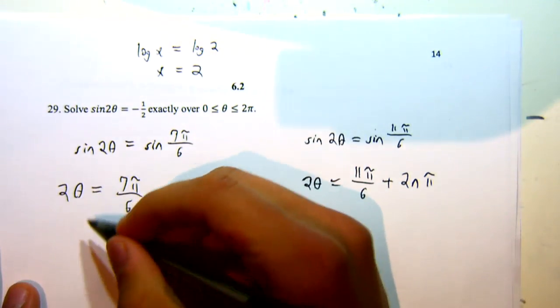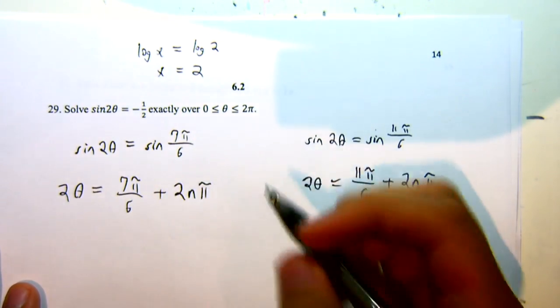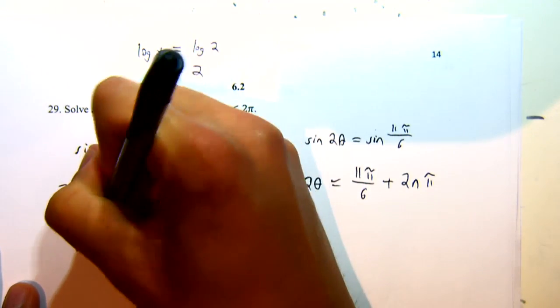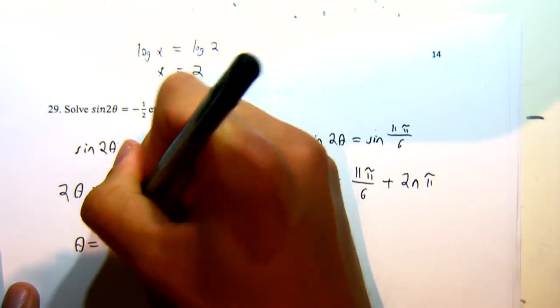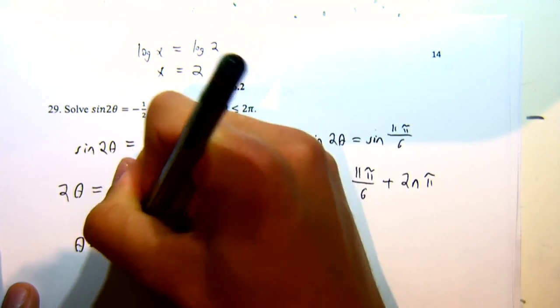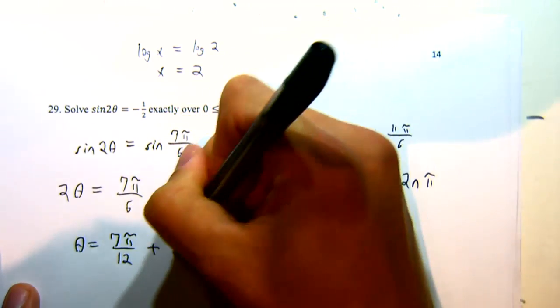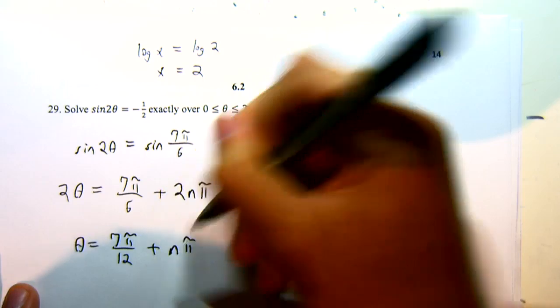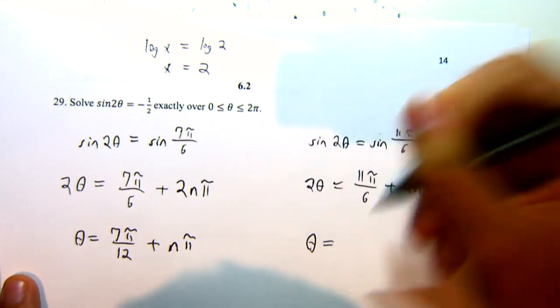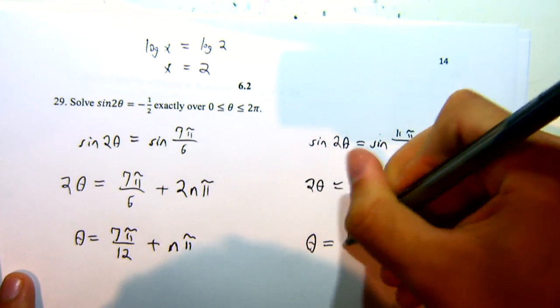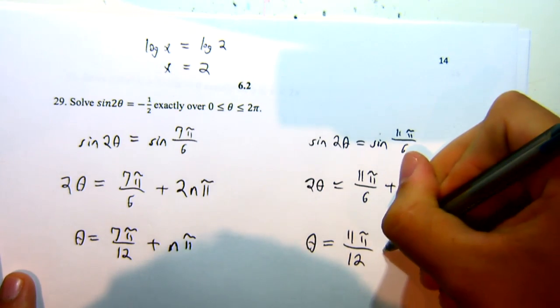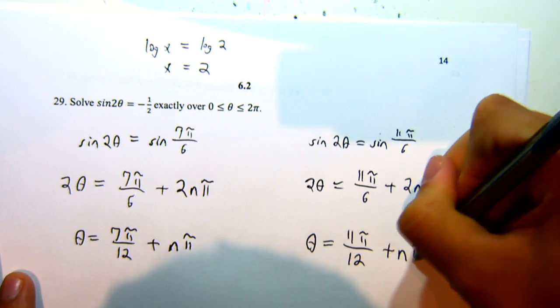Now we want to divide by 2 since we're looking for theta. So theta is equal to 7 pi over 12 plus just n times pi. And we have 11 pi over 12 here plus n pi.